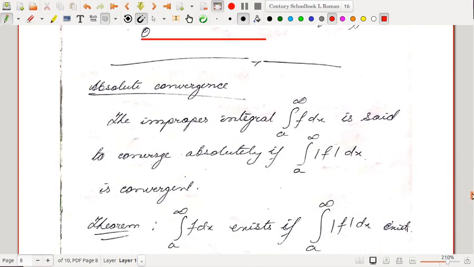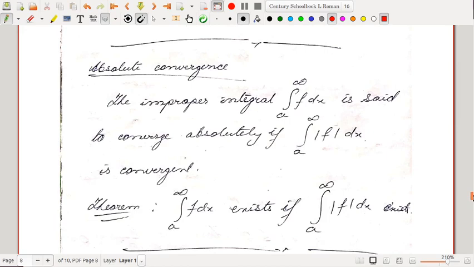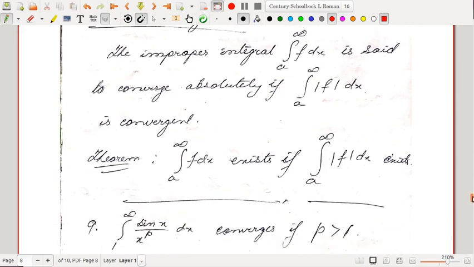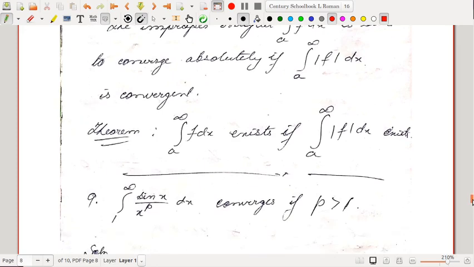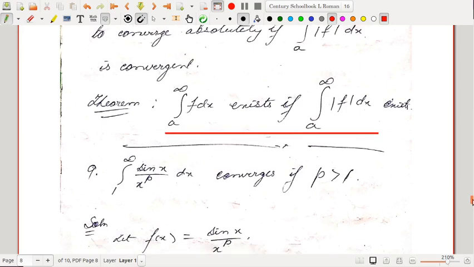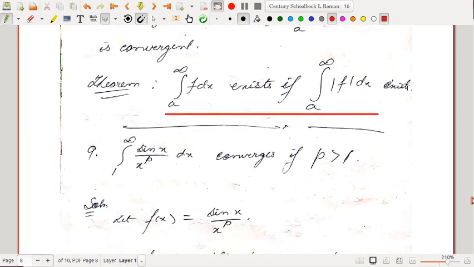Then there is a concept of absolute convergence. The improper integral from a to infinity of f dx is said to converge absolutely if the integral from a to infinity of mod f dx is convergent. And we have a result that every absolutely convergent integral is convergent. The integral from a to infinity of f dx exists if the integral from a to infinity of mod f dx exists. So if we can show that a given integral is absolutely convergent, we can conclude that it's convergent.